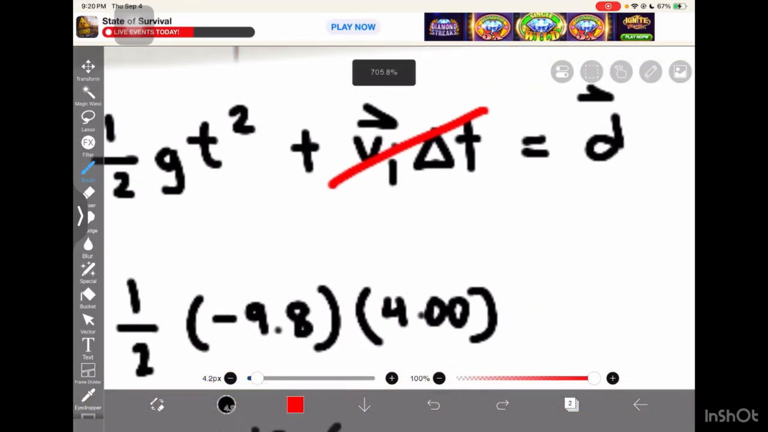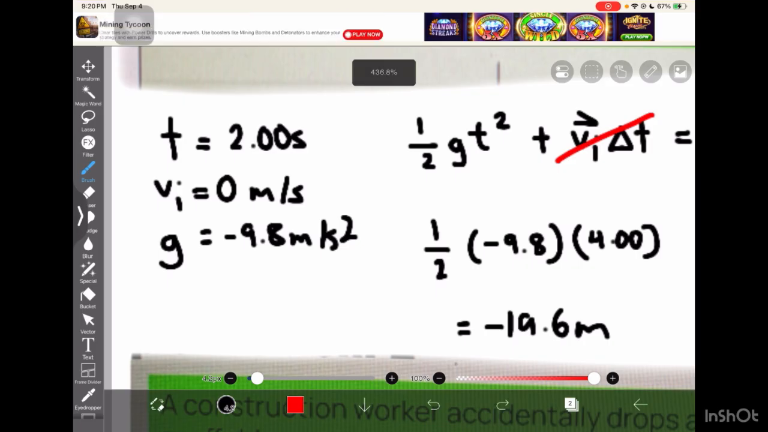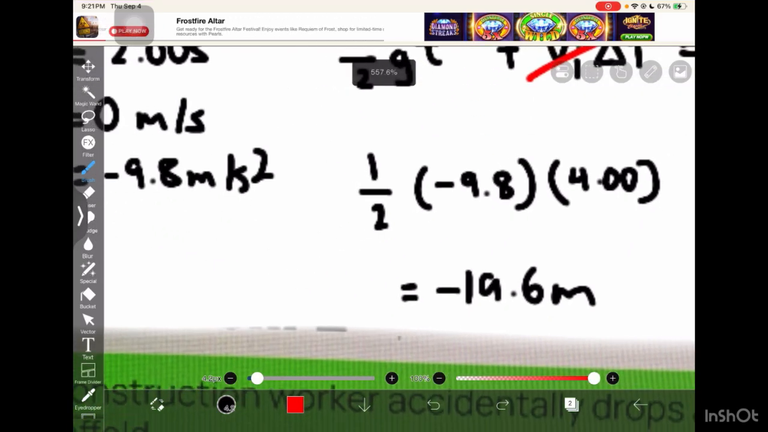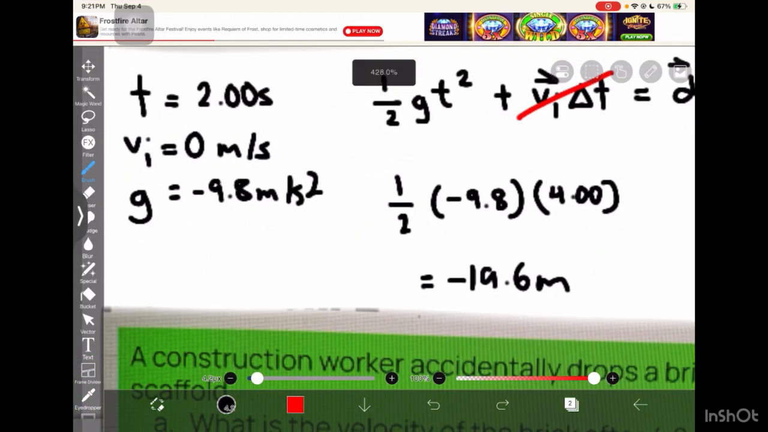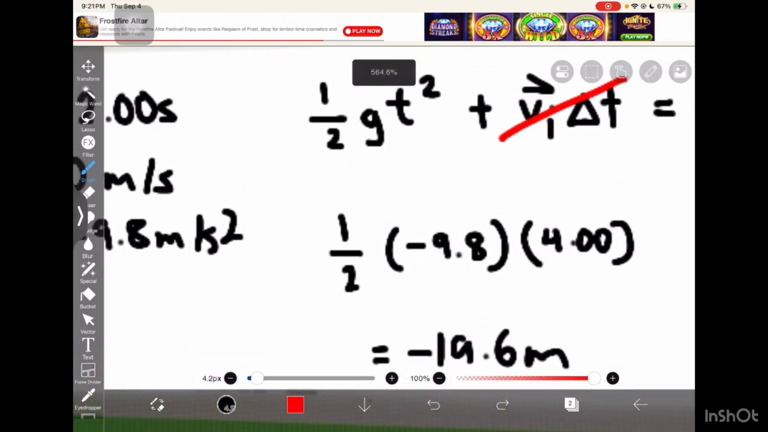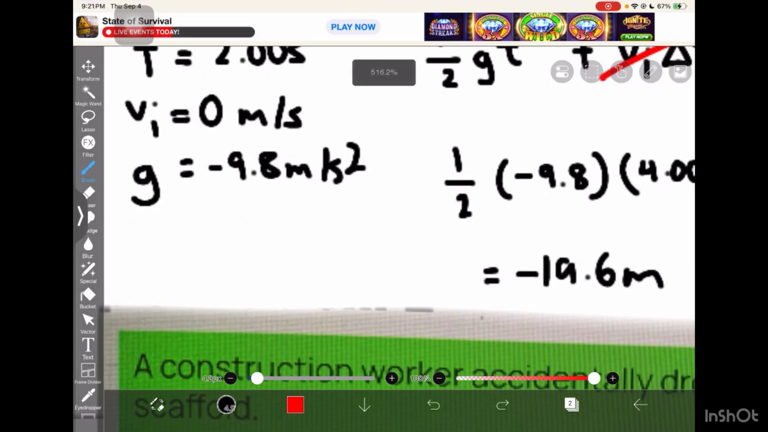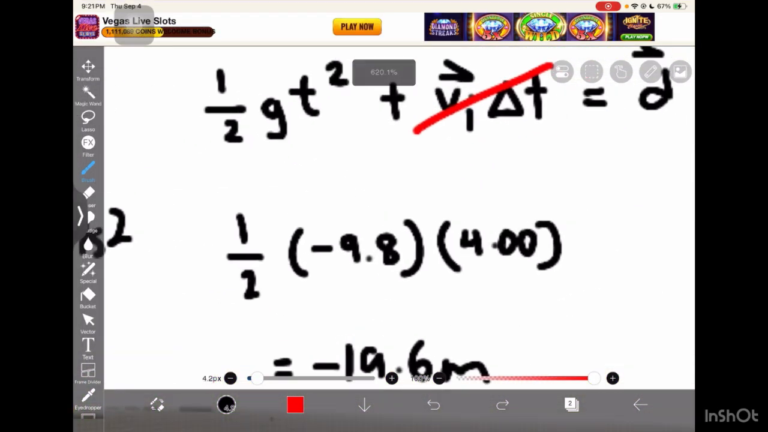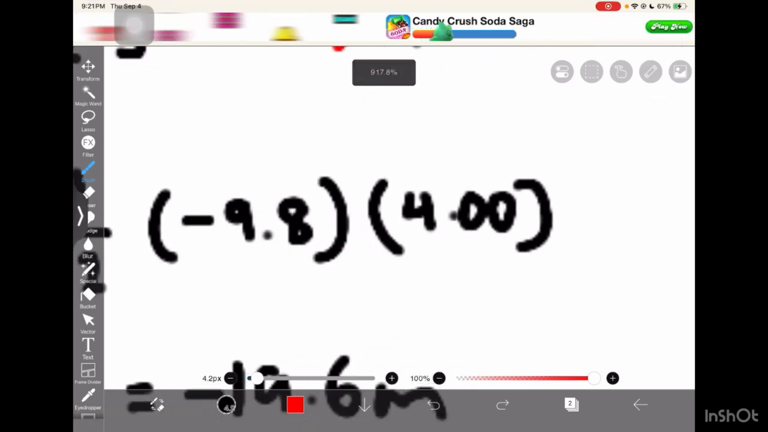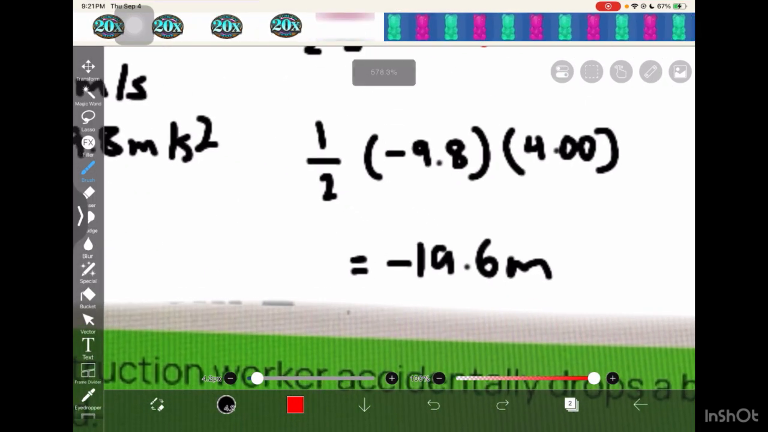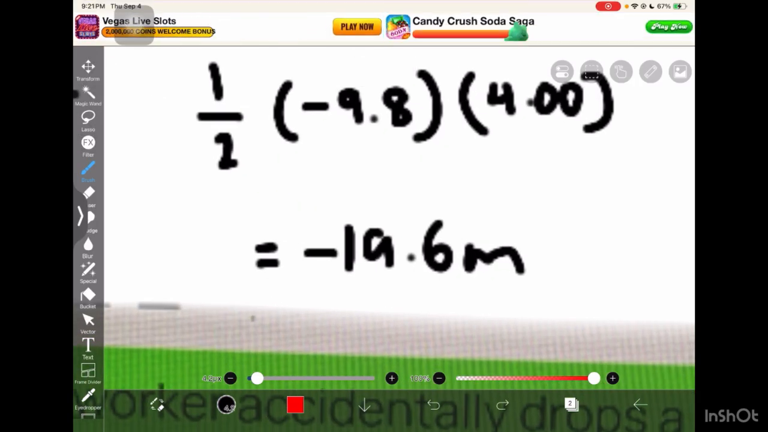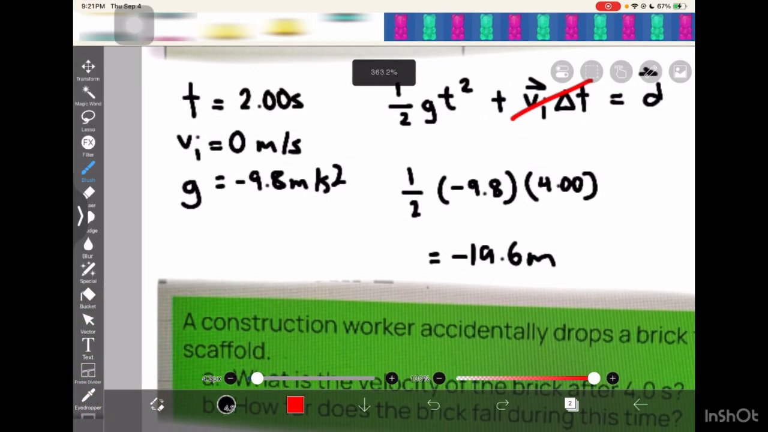So we can cancel out V sub I times t because V sub I is 0. So 0 times 2 is 0, which is negligible here. Instead, we just do 1/2 gt squared. So 1/2 times gravity, which is negative 9.8, and then t squared, 2 squared, and 2 times 2 is 4. When you put this into the calculator, it should result in negative 19.6 meters.